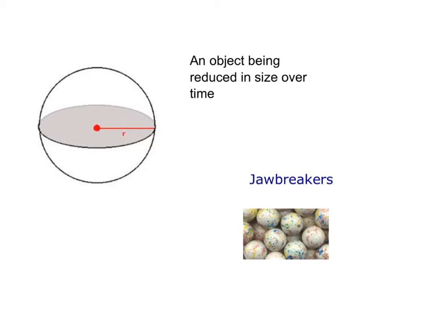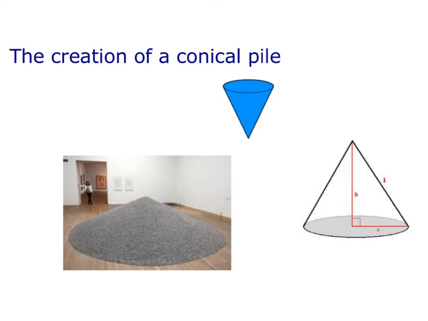Reducing an object in size, a spherical object, for instance a jawbreaker or a lollipop of some kind. Creating a cone-shaped pile of gravel, right, that's going to be creating that shape at a particular rate. The height of the cone is going to be changing, the radius of the cone is going to be changing, and also this length here, the slant height of a cone is going to be changing.